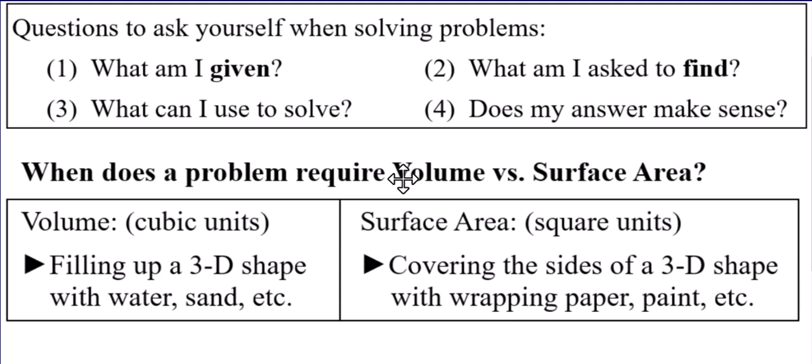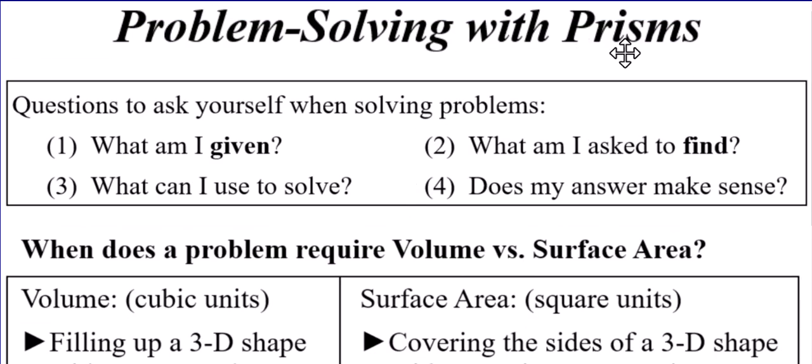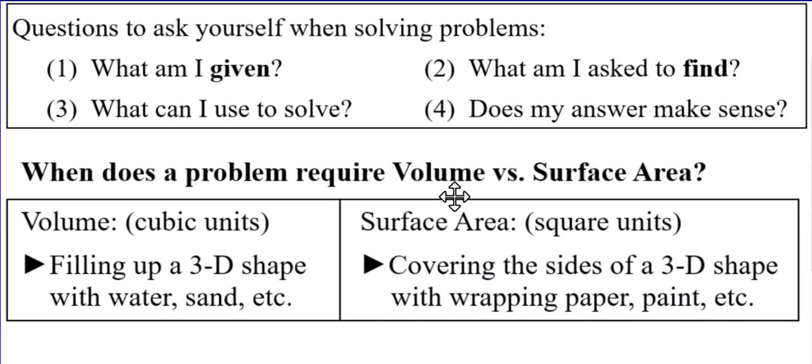Now, with 3D figures such as prisms, the problems are going to deal with either volume or surface area. So quick review. What's the difference between the two? How do I know if the word problem needs me to get volume or surface area? Well, volume is cubic units. You will see a little 3 in the corner of the unit of measure if we're talking about the volume. But surface area is square units, where you put a little 2 in the corner of the unit of measure.